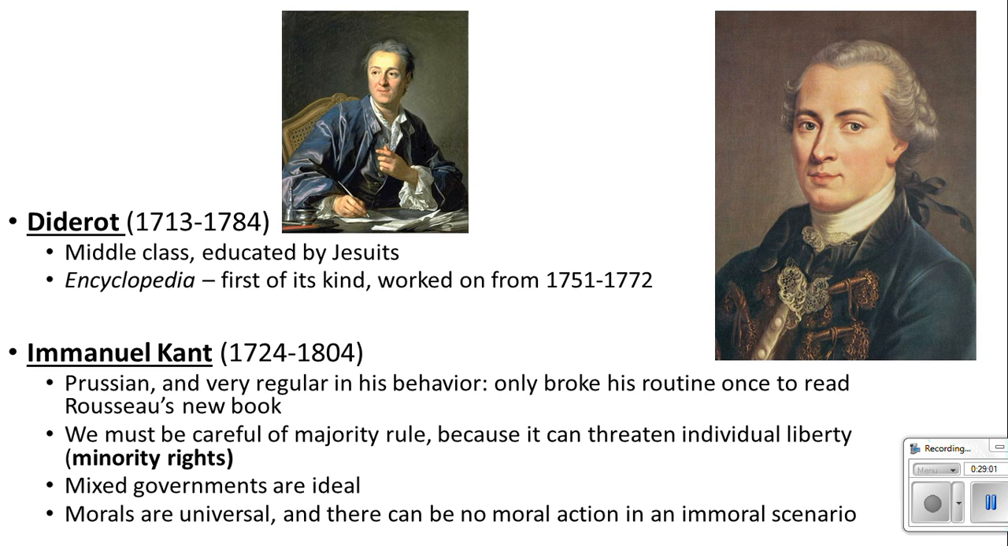Okay, two more guys. Number one, Diderot. Diderot, also a Frenchman, middle class, Jesuit education. And he is important because he wrote the first encyclopedia, which actually took him almost 20 years to complete. And then Immanuel Kant, who is Prussian. He's our only sort of Eastern European philosopher.